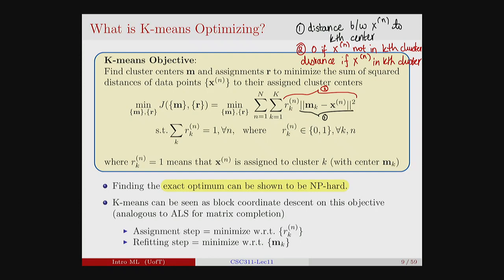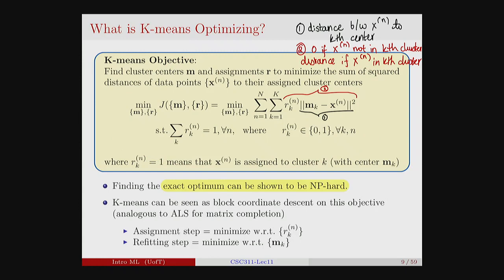And we want to minimize it subject to the constraint that R_n is a one hot vector, which is what this constraint is telling you, and that R_n is also binary. So every entry of the responsibility matrix is either a 0 or a 1. Any questions about the k-means objective function?